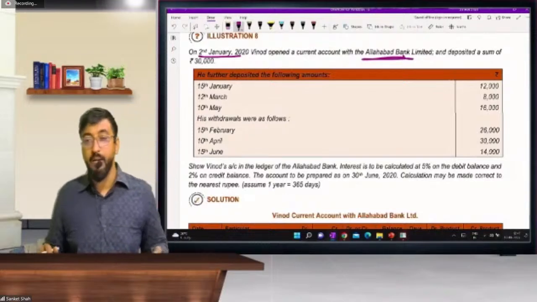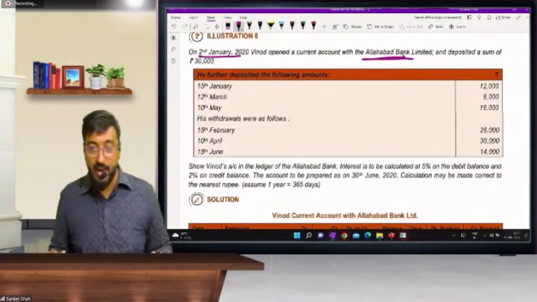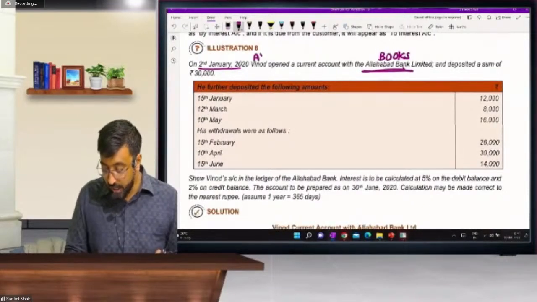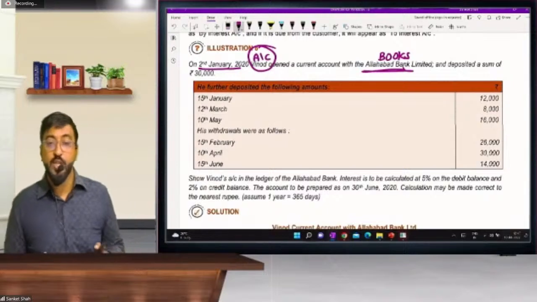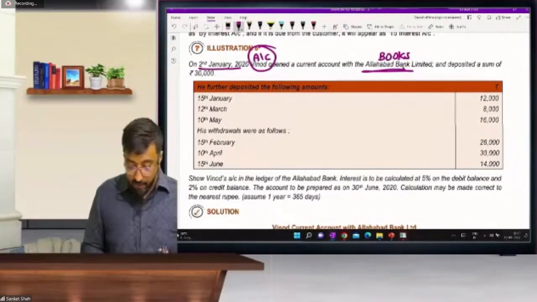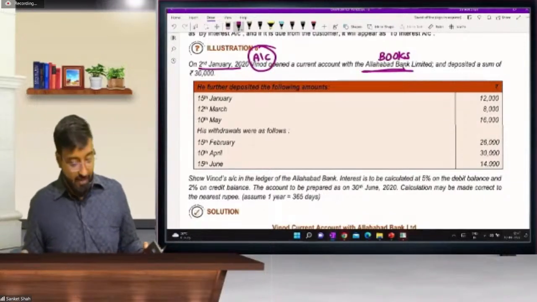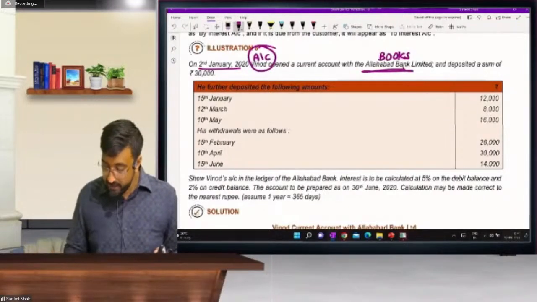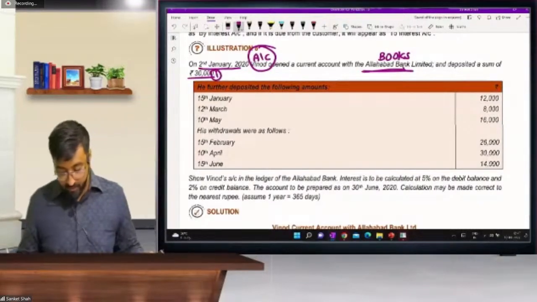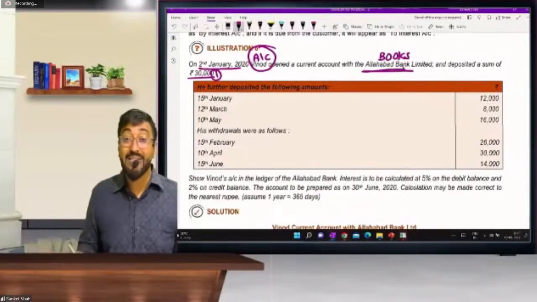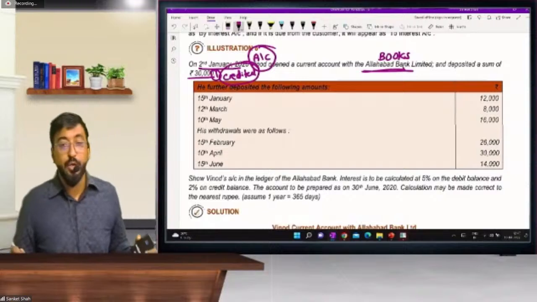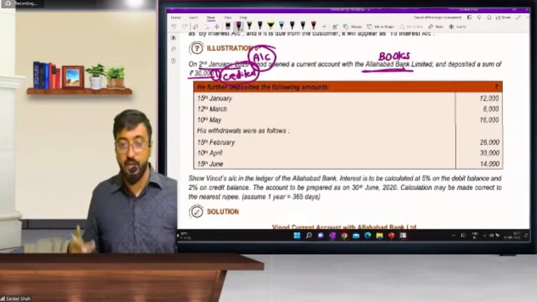Vinod opened a current account with Allahabad Bank. So Vinod account Allahabad books. So Vinod account current with Allahabad Bank and deposited a sum of rupees 30,000. So number 1 पे he deposited 30,000. So now bank has credited his account. Cash comes in, Vinod creditor. Deposits. Deposits is always credited.